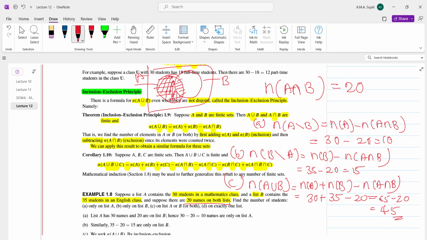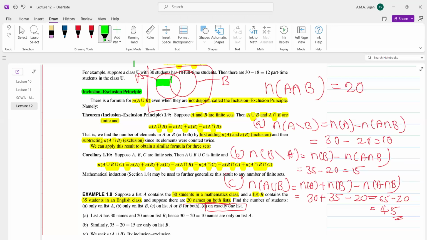The last question is on exactly one list. What do you mean by exactly one list? Anyone? Tell me. There are names in list A or B, and there is nothing common. They are asking the names of the students who are only taking mathematics or only taking English. Only one list means what? You need to find out. This is also something we already discussed.